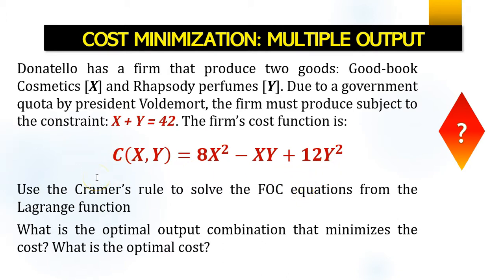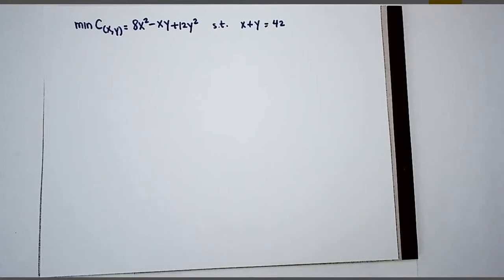Here we have the cost function. In this example, we need to find the optimal output combination that minimizes the cost, and also we need to find the optimal cost. But in this particular example, we will use Cramer's rule to solve the first order condition equations. The reason why we will use Cramer's rule, you will see when we start solving the first order conditions.